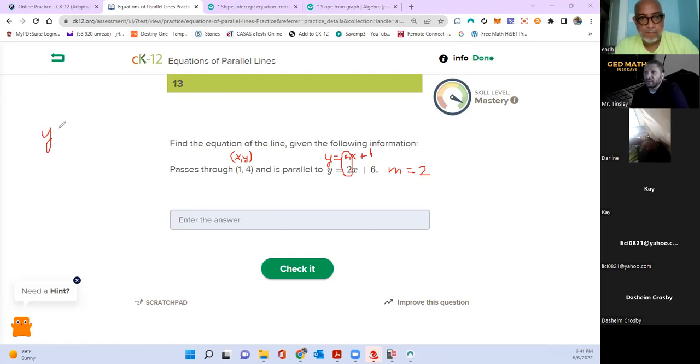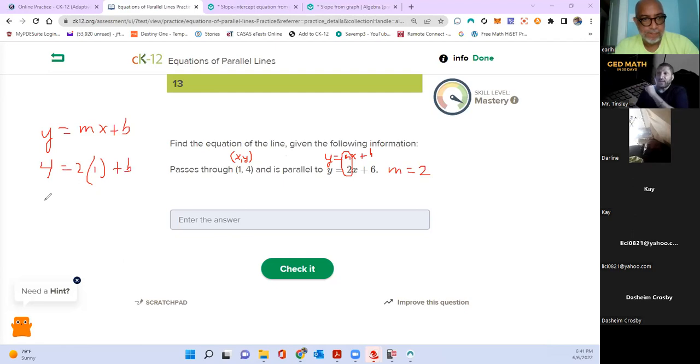So watch this. y equals mx plus b, and I'm going to substitute everything that I know. y is 4. My slope, m, is 2. My x is 1. So 4 equals 2 times 1 plus b. Okay, so I substituted everything that I'm given.